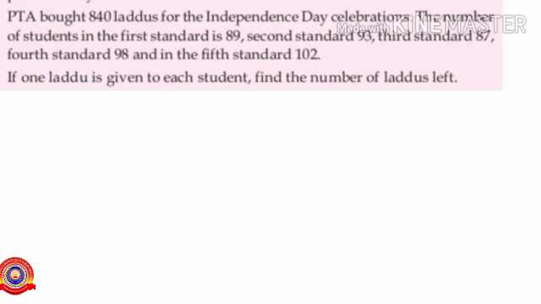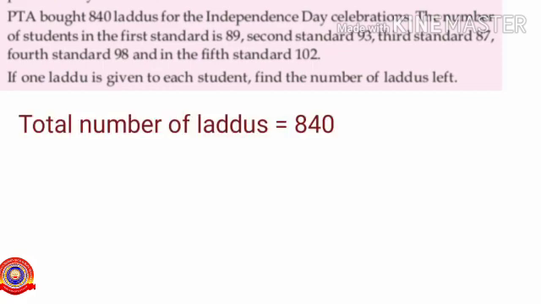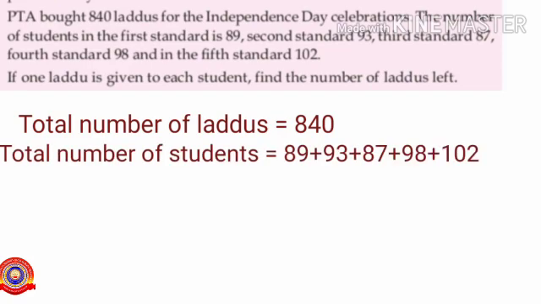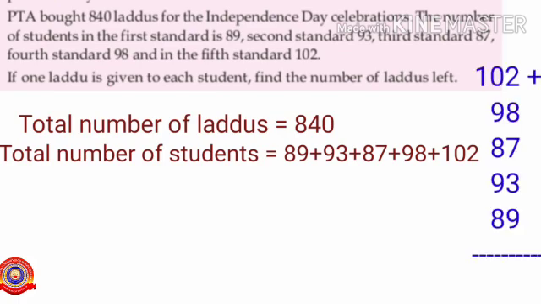Listen children, how many laddus are there in total? Yes, total number of laddus 840. Next, we have to find the total number of students. For that, we have to add number of students in the first standard, second standard, third standard, fourth standard and in the fifth standard. That is 102 plus 98 plus 87 plus 93 plus 89.